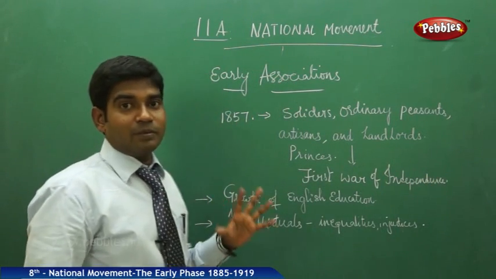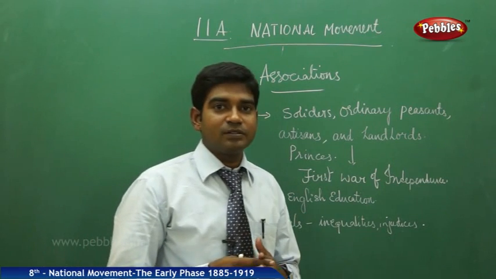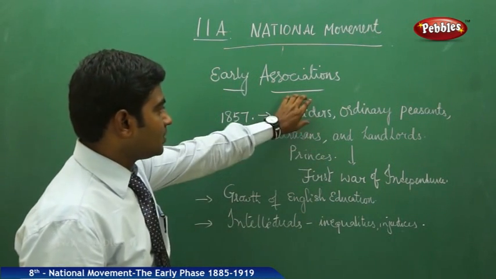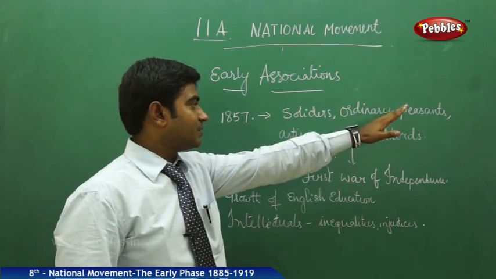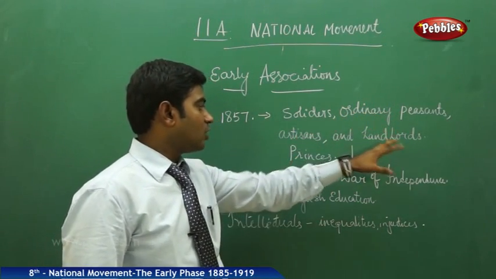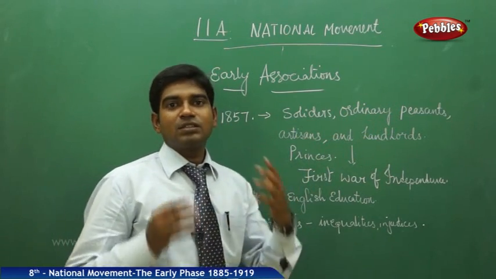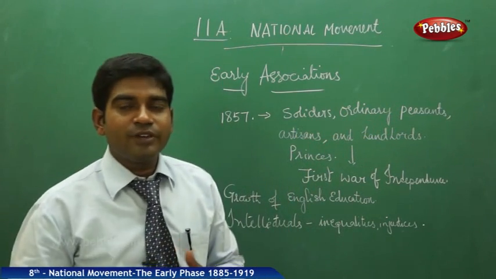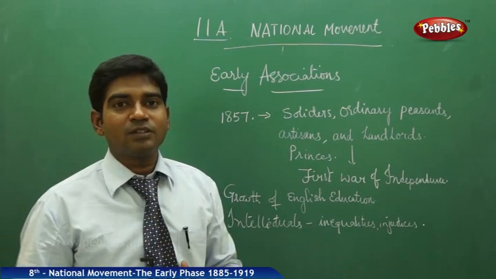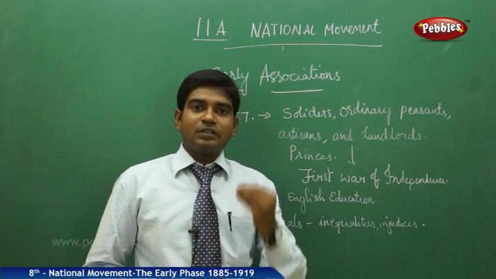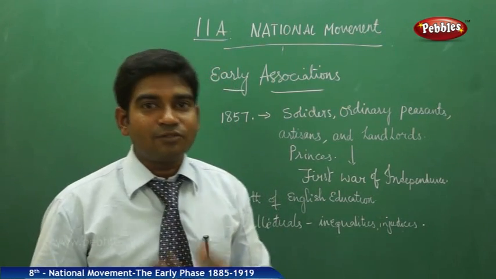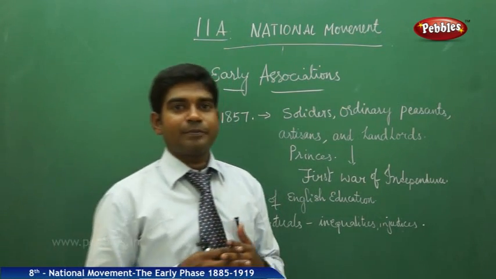Let us see here how many of them have participated during the First War of Independence. It is like the soldiers who escalated that one. Then it moved on to the ordinary people, peasants, artisans, landlords, princes, queens, kings. Every corner of India started to agitate against the British rule. Yes, it was not successful, but it initiated the movement that yes, we can fight against the mighty British Empire.